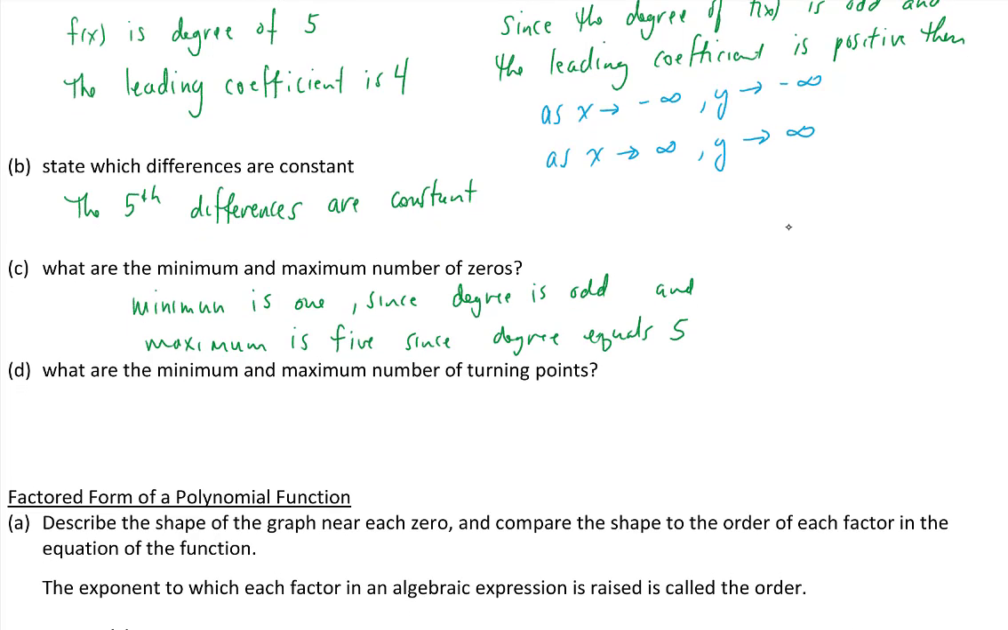What are the minimum and maximum number of turning points? Since the function is odd, we can have 0 turning points. And since it's of degree 5, we have 5 minus 1, so we can have a maximum of 4 turning points.